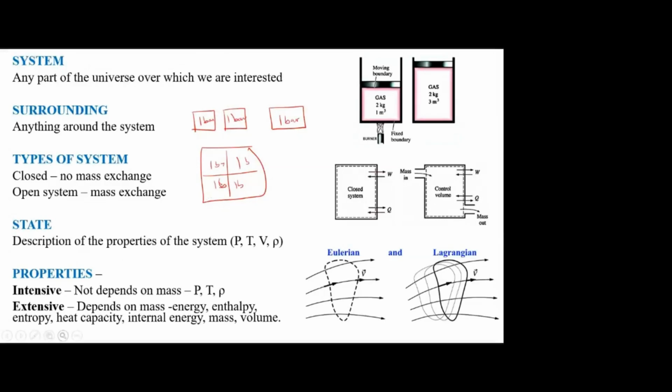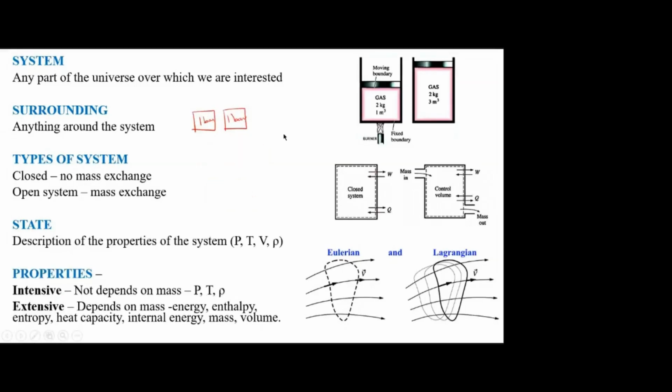And extensive. Instead of pressure, if I take energy, for example joule. Again, I have two cubical boxes, each has 1 joule, 1 joule. If I merge these two boxes, then I will have 2 joules. So energy, mass, volume, enthalpy, everything is mass dependent. If I increase the mass, that amount also will increase. So this is called extensive. This you studied in thermodynamics.